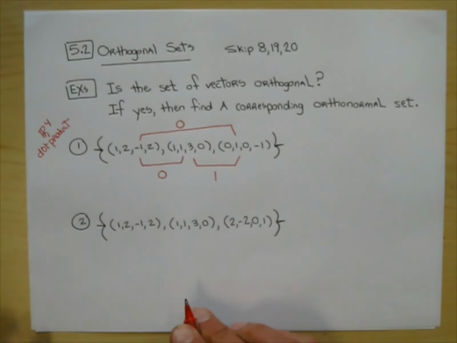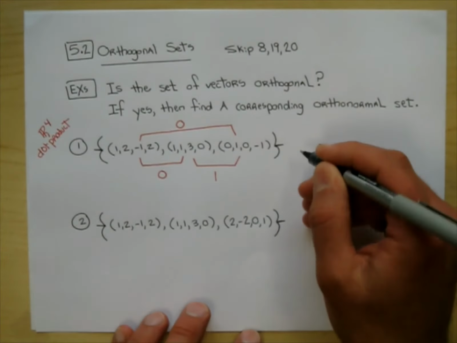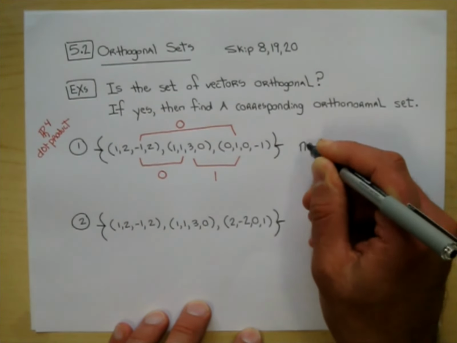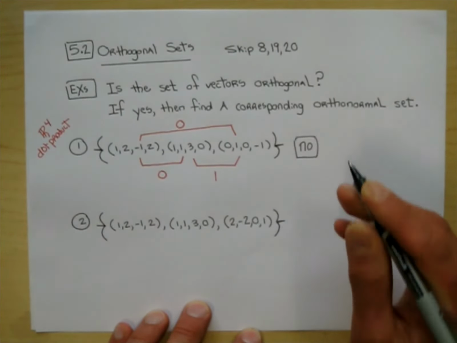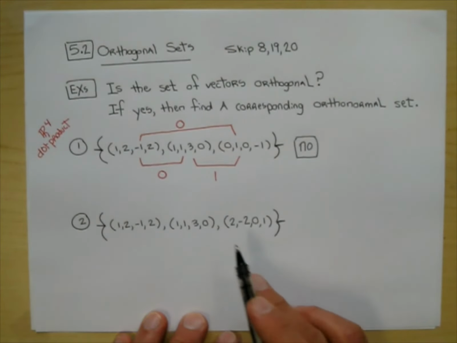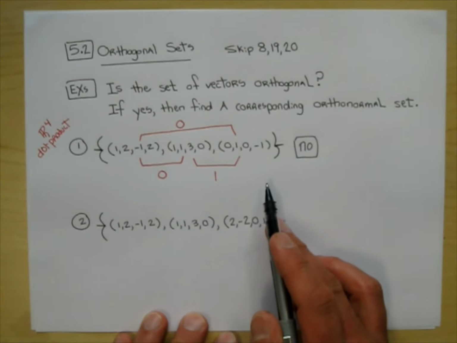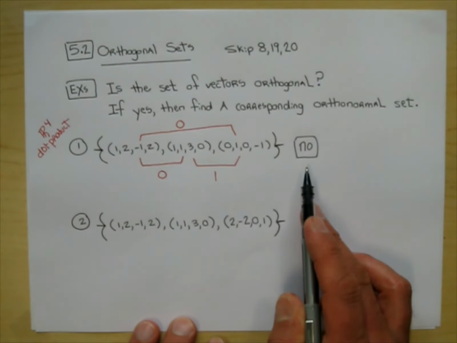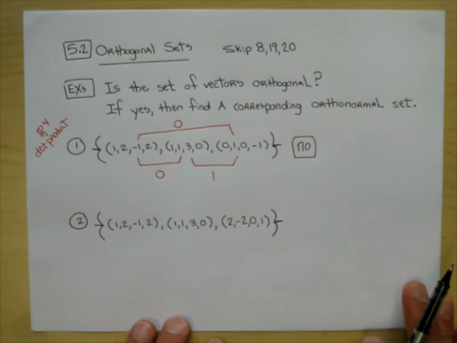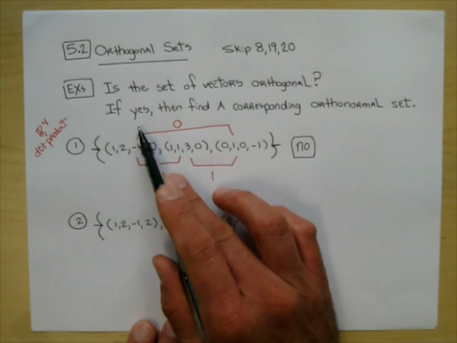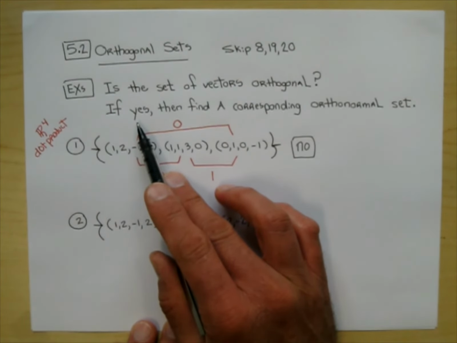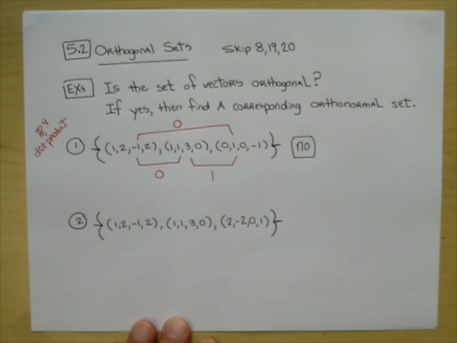So guess what? The answer to this problem is no. This set is not orthogonal. So we say no, because the second part is a follow-up of if yes. So we had no, we're done.